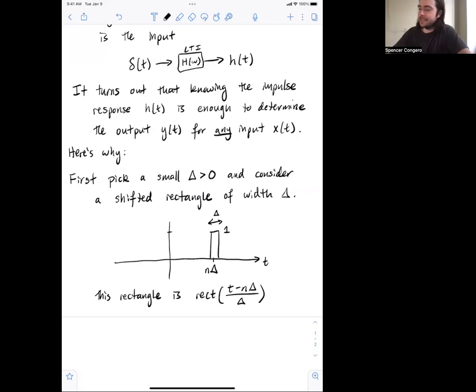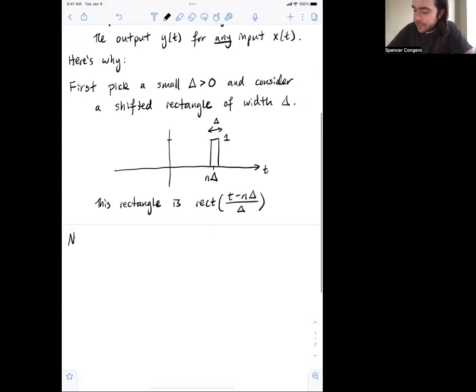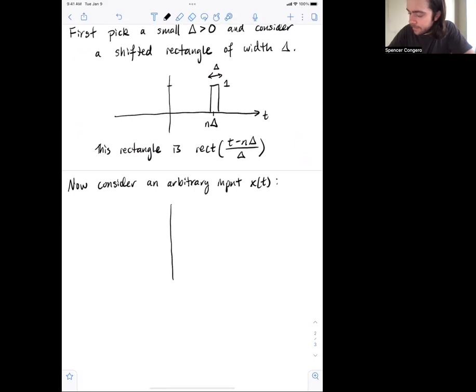And now we're going to consider an arbitrary input. Now consider an arbitrary input x of t. So I'll just draw something here. Okay, so I don't know, let's say it looks something like that. Okay, and we're going to approximate this function by these rect functions. That was a little wide.